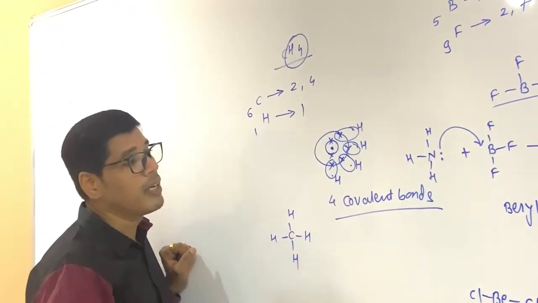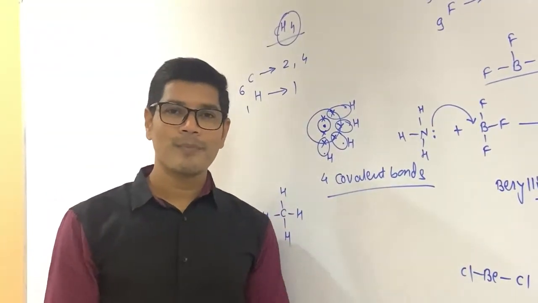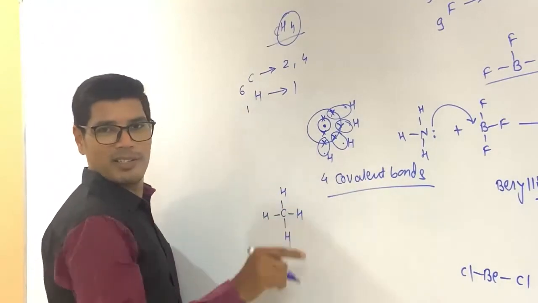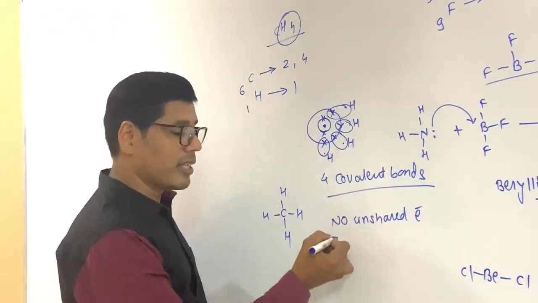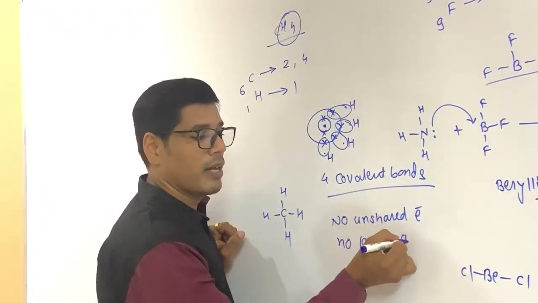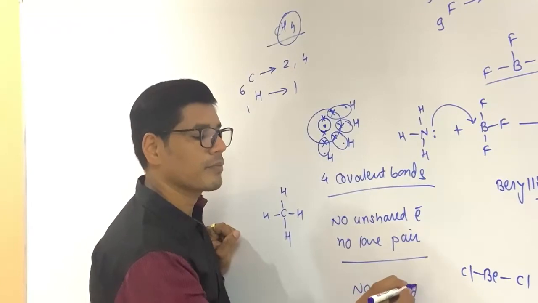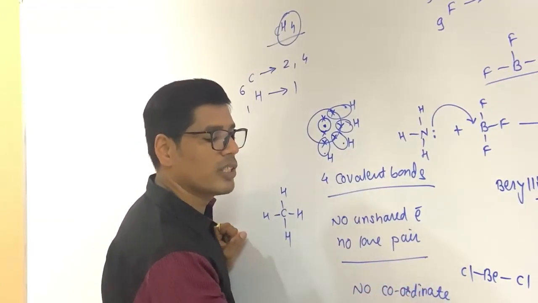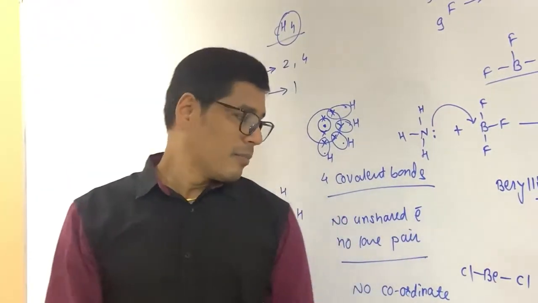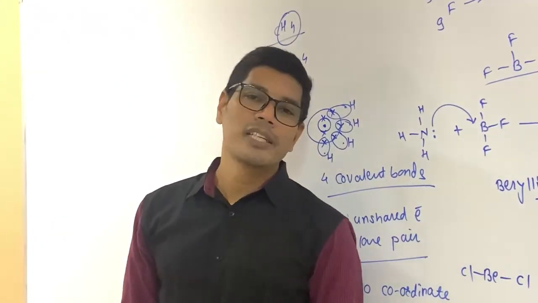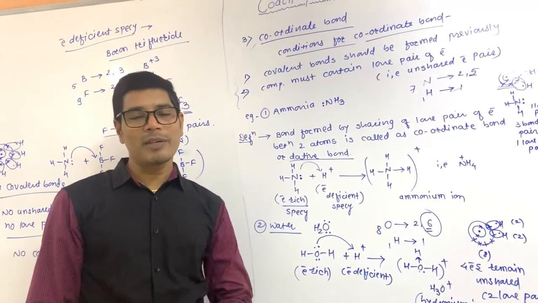This is the structure. Now tell me, how many unshared electrons are there? Any unshared electron? No. Do you see any? All are shared. There is no unshared electron, that means there is no lone pair. And as there is no lone pair, there is no coordinate bond formation. What was the condition for coordinate bond formation? It must contain a lone pair of electrons. But here there is no lone pair, so there is no coordinate bond. I hope you understood the concept of coordinate bond. Next part we will continue in the next lecture.